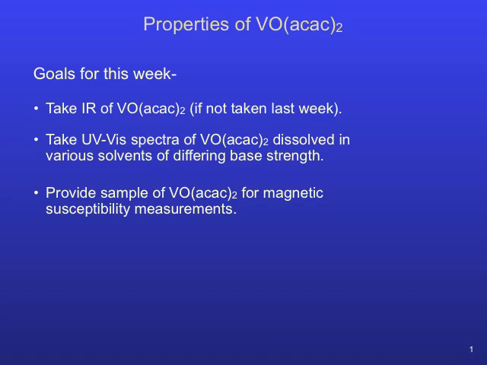Finally, if asked by your TA, you will provide a small sample of product to them so they can complete magnetic susceptibility measurements on this compound. The resulting measurements will be provided to everyone in your group and then can be used to determine the number of unpaired electrons in VOacac.